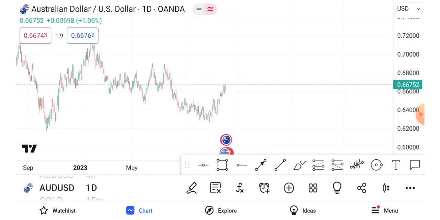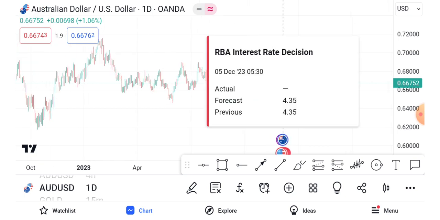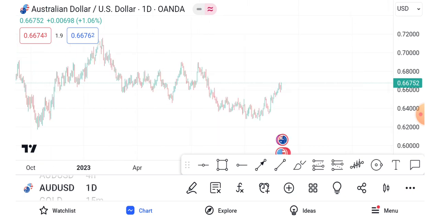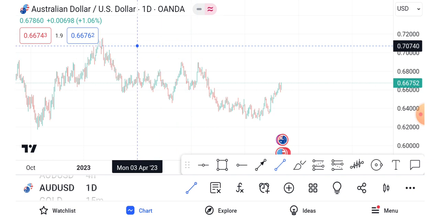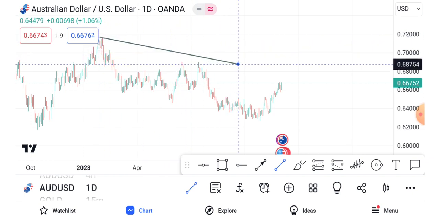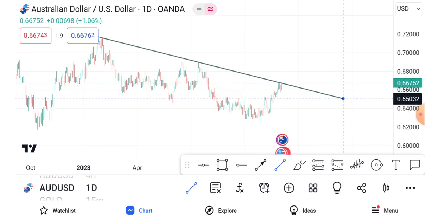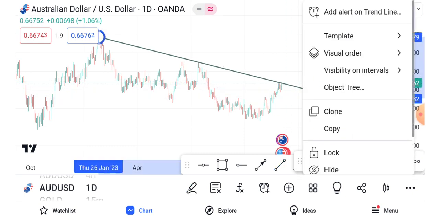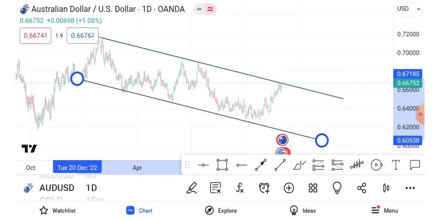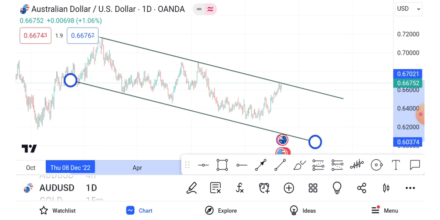Okay, now let's identify the trend. Remember, in order for a trend to be there, we need a minimum of 2 touches. These are our touches: first touch, second touch, third touch. Let's copy this and apply it to the other side. You can just do it like this. Trends don't have to be perfect.